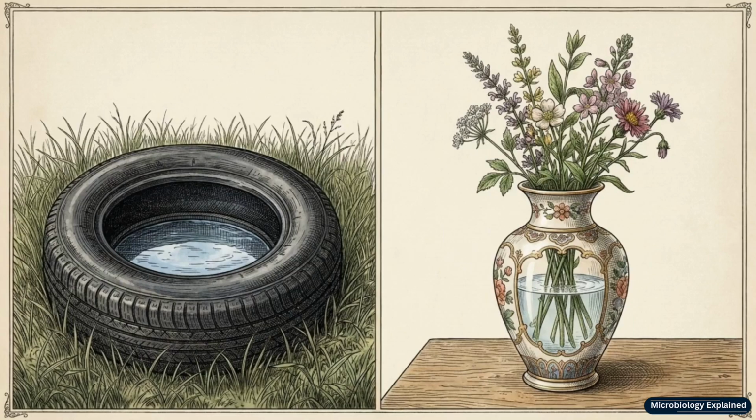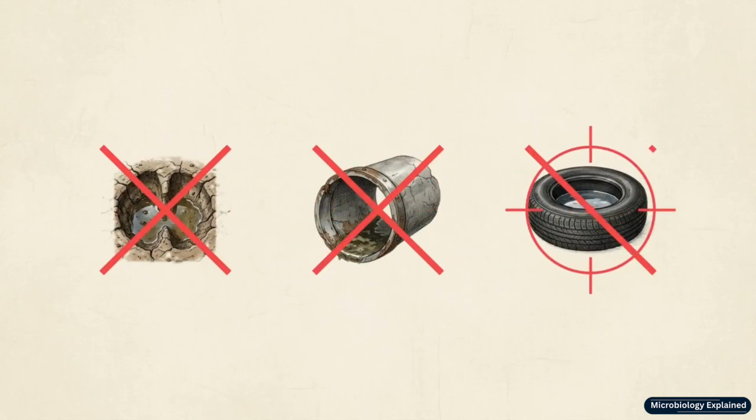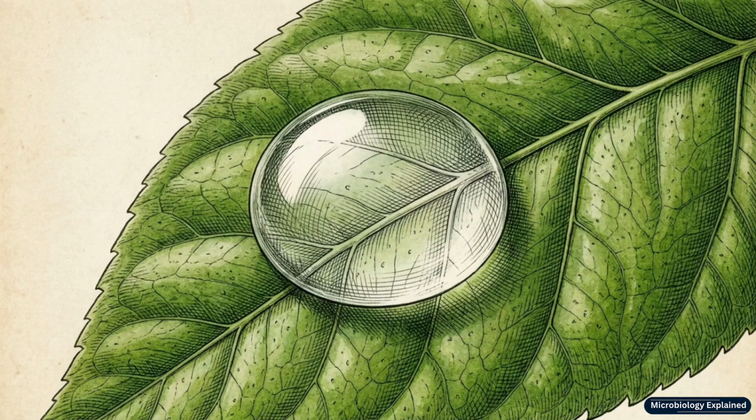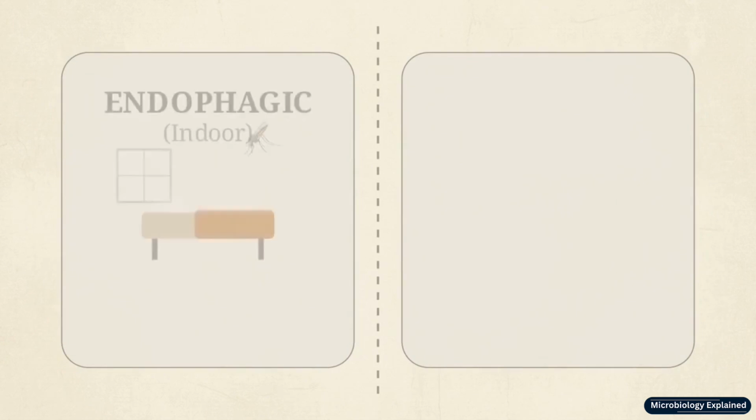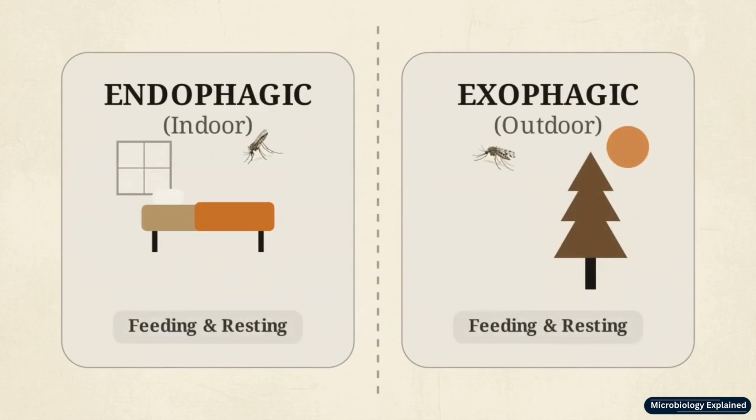Aedes exploit clean standing water in artificial containers, like vases or tires, both indoors and outdoors. Source reduction must be precisely tailored to these specific ecological niches to be effective. Eliminating the correct breeding ground stops the disease chain before the vector matures into an adult threat. Adult behavioral traits distinguish between endophagic, or indoor, and exophagic, or outdoor, feeding and resting.